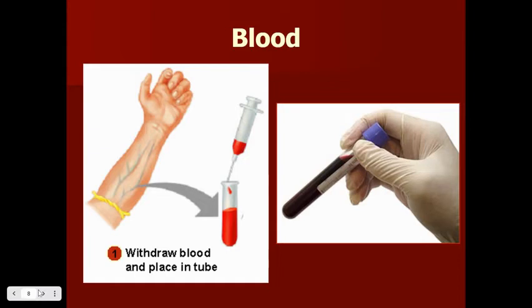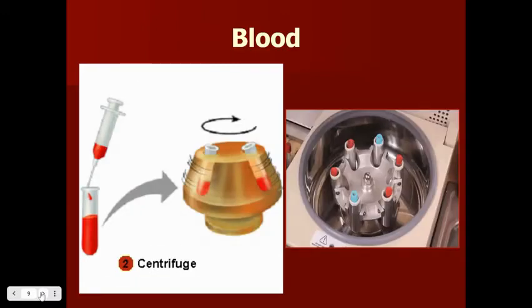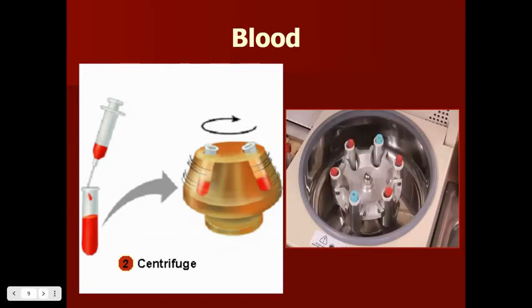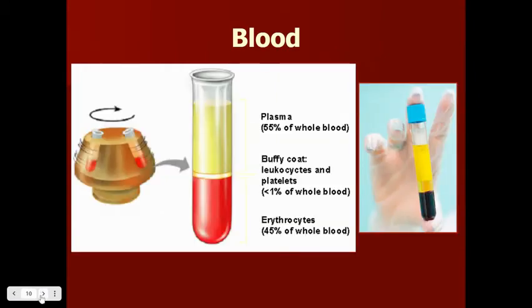So this is just showing the process of taking blood, then putting it into a centrifuge. And once it's centrifuged, it's separated into the different components. So you're able to see 3 different parts. The plasma is going to be up on the top.